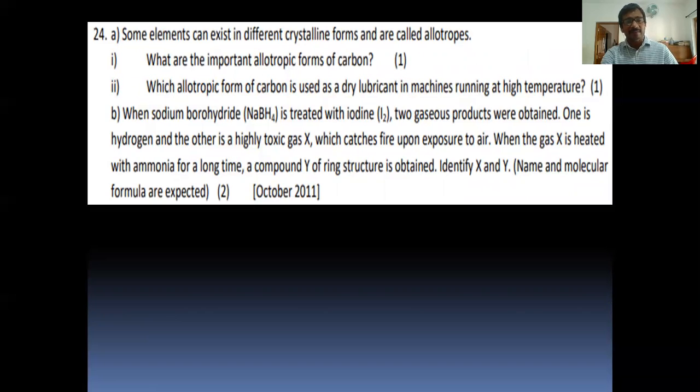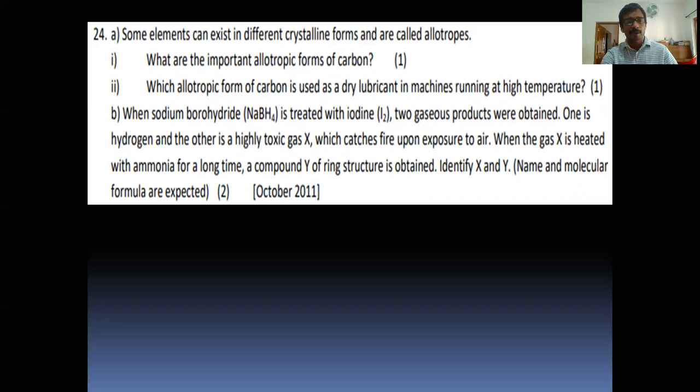Some elements can exist in different crystalline forms and are called allotropes. What are the important allotropic forms of carbon? Graphite, diamond, fullerene. These are crystalline allotropes. And carbon black, coke, charcoal. All these are amorphous forms of carbon, allotropes of carbon. Which allotropic form of carbon is used as dry lubricant in machines? Graphite. You know it.